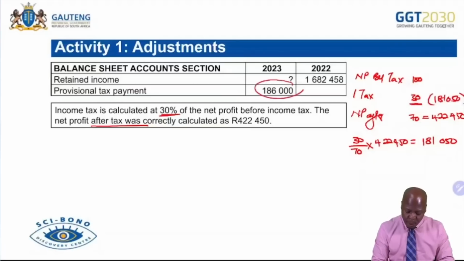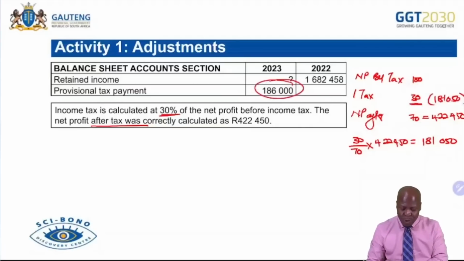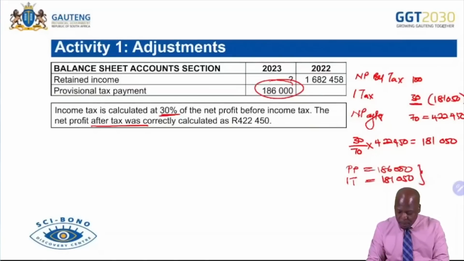Once you have calculated this, remember, if you are also preparing a statement of financial position, that you have made provisional payments of 186,000. So if you've made provisional payments of 186,000, yet your income tax is 181,050, it therefore means you have paid more to SARS. And how much more have we paid to SARS? 4,950. And that goes to your statement of financial position, trade and other receivables.